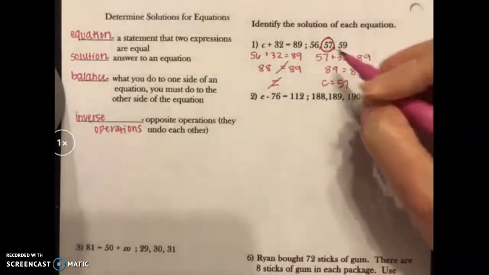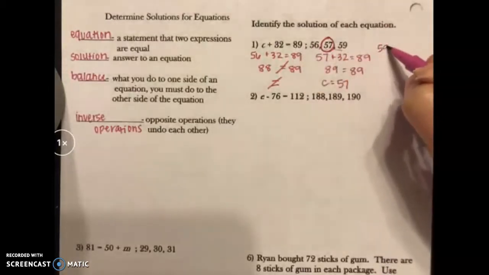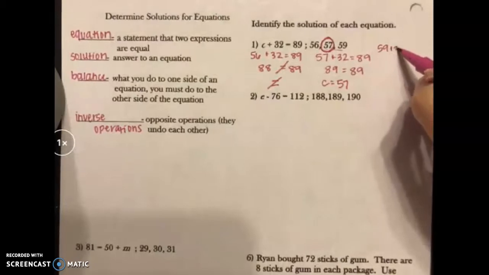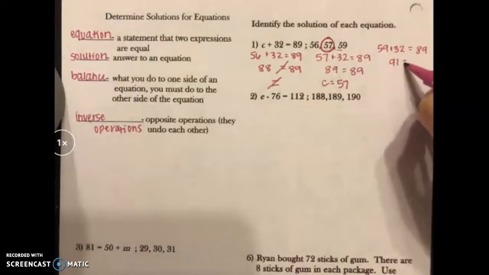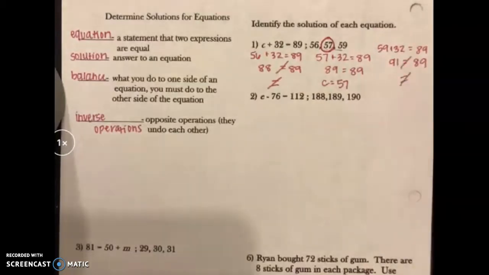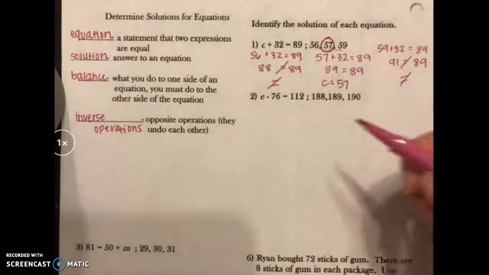So if 57 makes this statement true, would 59? No, because 59 plus 32 equals 91. 91 does not equal 89. Nope, that definitely does not work. So our answer is 57. 57 is the one that would work. 57 is the solution that would work.